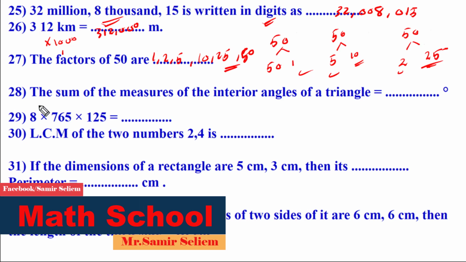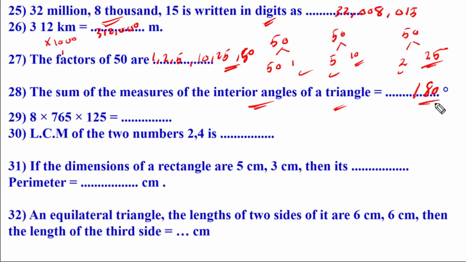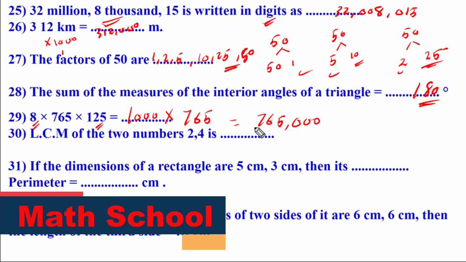Number 28, the sum of the measures of the interior angles of any triangle equals what, guys? Equals 180 degrees. We studied before as a rule. Next, number 29, 8 times 765 times 125. We studied before that 8 times 125 equals what? Equals 1000. And we can say that 8 and 125 are two compatible numbers. Times what, guys? Times the same number, which is 765. We write 765 and write 000 to its right. So the product here is 765,000.